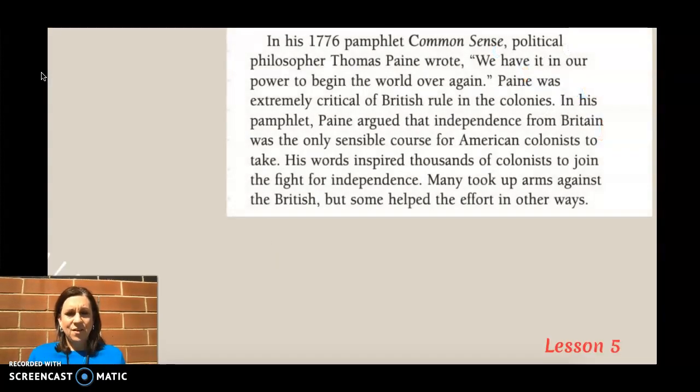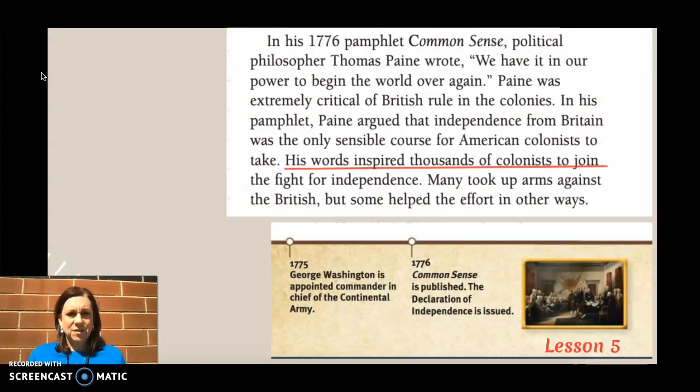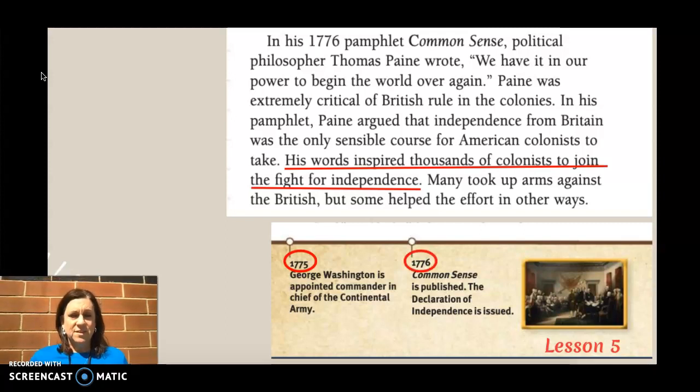Okay, so if we take a look, here I've got his words inspired thousands of colonists to join the fight for independence. I've given you a snippet of our timeline at the bottom of the page, I can't remember whether it's page 8 or 9. Okay, 1775: George Washington is appointed Commander-in-Chief of the Continental Army. 1776 is when Common Sense is published. And then the Declaration of Independence is issued.